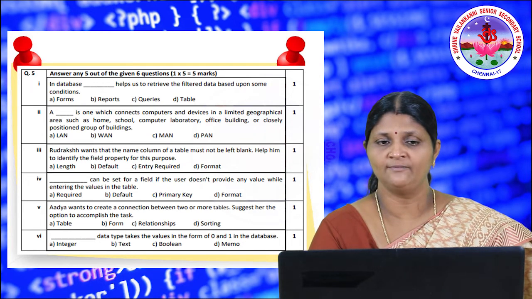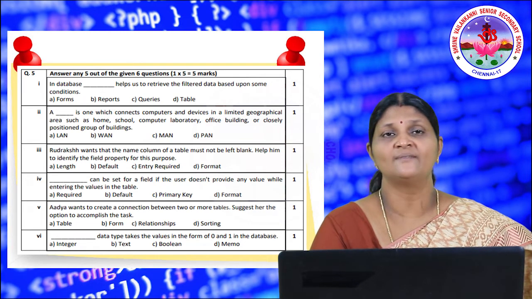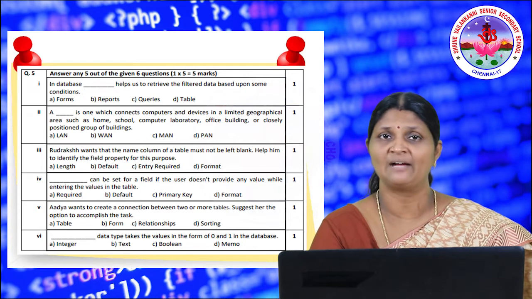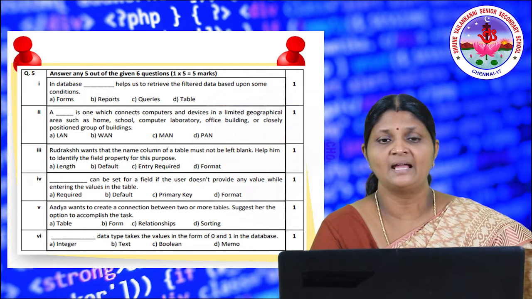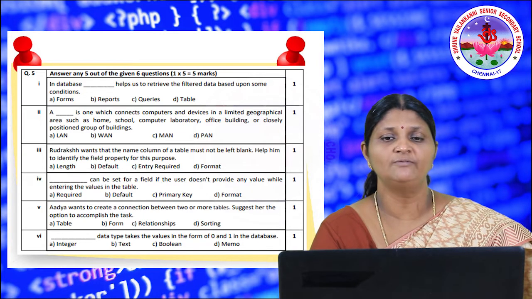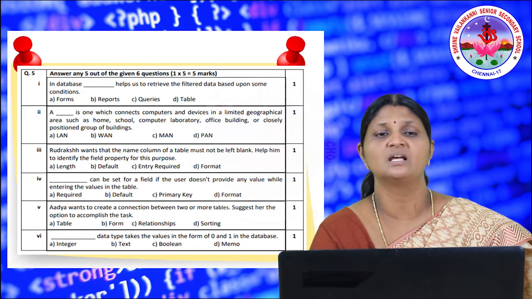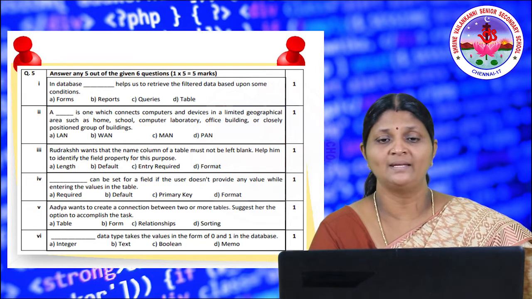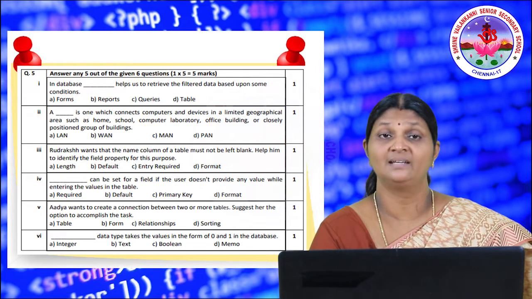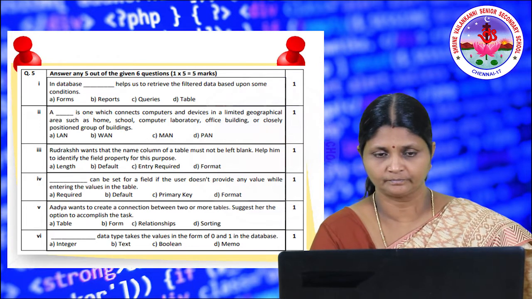Question number 5. So here also we have 6 questions, out of which we have to answer 5 questions. In database, dash helps us to retrieve the filtered data based upon some conditions. Forms, reports, queries, tables. It is queries.